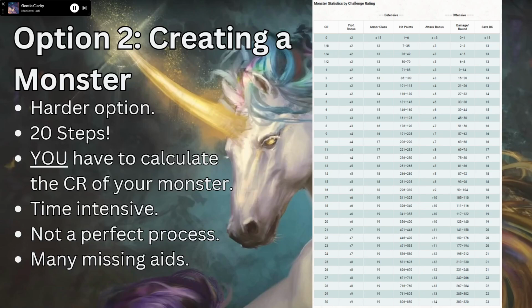So as for the second option available in 2014, creating a monster, this requires a much more hands-on approach. It is a lot more difficult to do because you are taking these rules in the guide and coming up with a homebrew monster, which means you have to calculate the challenge rating of it by yourself.